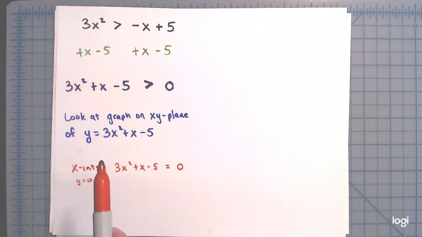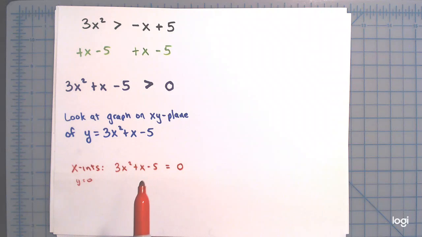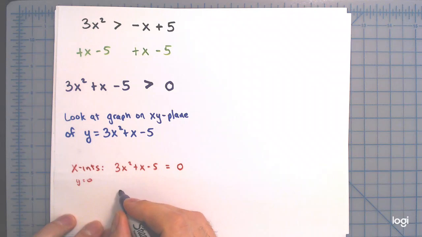All right, now this one is not nice and factorable. 3 times negative 5 is negative 15. There are no factors of negative 15 that add up to positive 1. Or you could do the b squared minus 4ac. I'm just going to jump to the quadratic formula here because I can't see how to factor this.